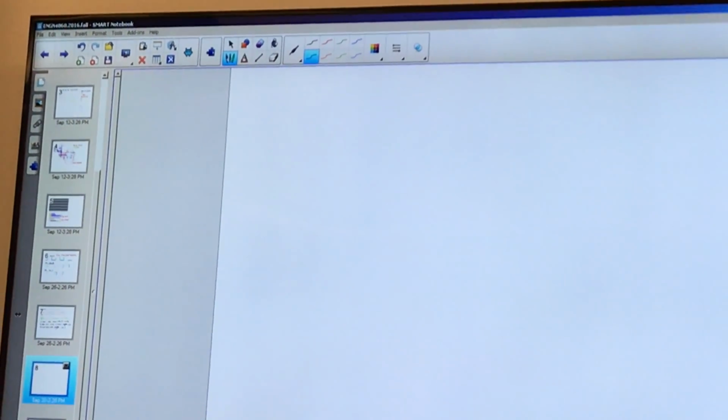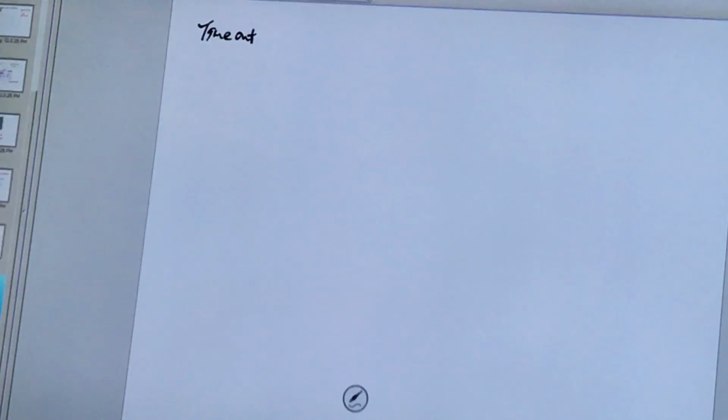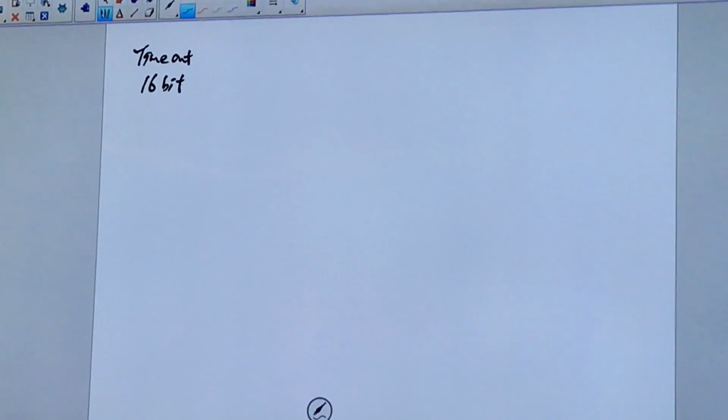You have another counter. Yes? To do the duty cycle, you need another counter. Simple as that. All right. So now let's draw the waveform. So now we have the timeout signal. 16 bit. It goes like this.